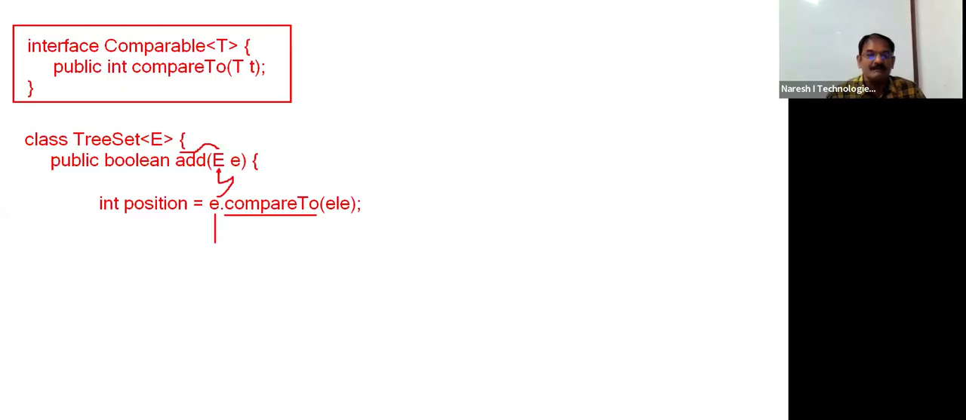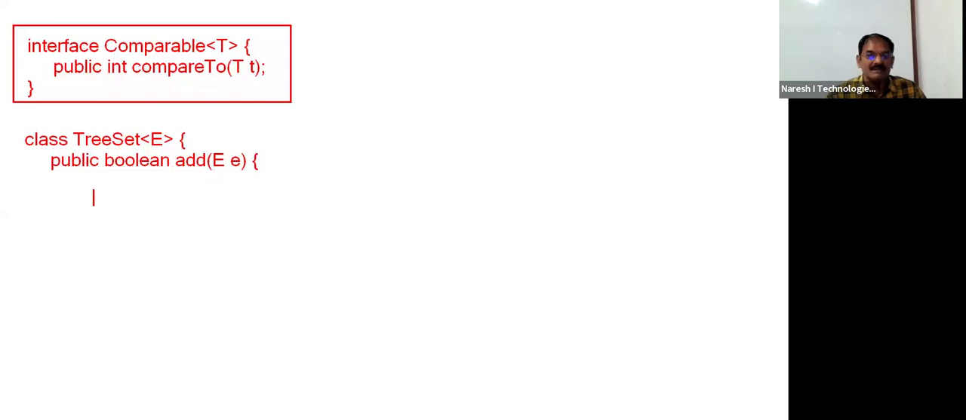E. What is E? The passed object. What is the passed object? Object. So the compiler software searches for this compareTo method in which class? Object class. In the Object class, is the compareTo method available or not? Not available. Where is it available? In the Comparable interface. So what is the most important point?